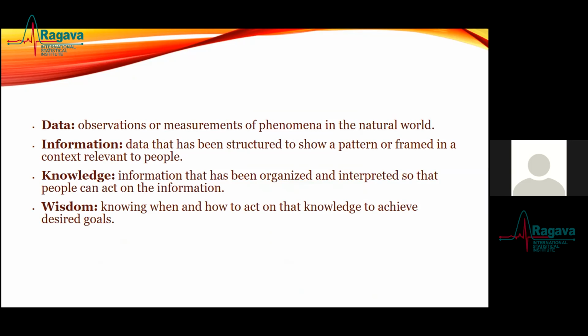What is data? As I said earlier, data is just observations or measurements of phenomena in the natural world, whereas information is structured data. It shows a pattern or is framed in a context relevant to people. What is knowledge? Knowledge is information that has been organized and interpreted. According to the knowledge gained, we have to act on the information. And finally, wisdom is knowing when and how to act on that knowledge to achieve desired goals.